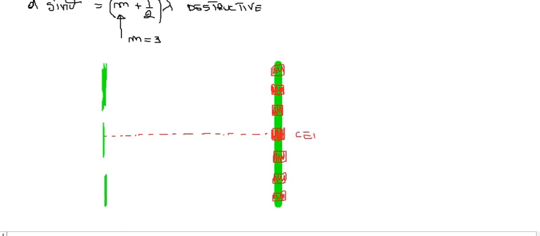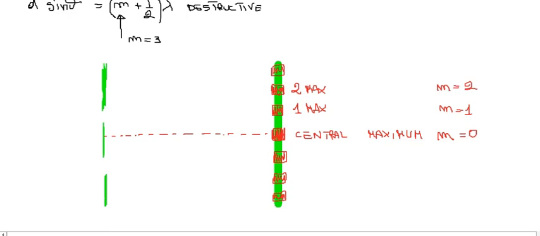This first is called the central maximum. It is a constructive interference with m equals 0. Then you have the first maximum that is with m equals 1, and of course you have symmetrically down below the same thing, up and down the central maximum. Then you have the second maximum, so the second bright fringe, the second constructive interference with m equals 2, etc.